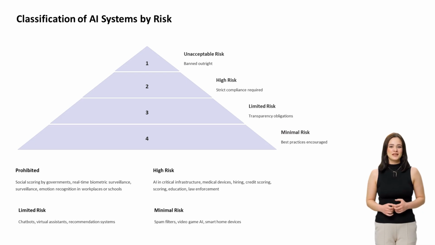The cornerstone of the EU AI Act is its risk-based approach. This means the level of regulatory scrutiny directly corresponds to the potential harm an AI system could cause. The Act classifies AI systems into four distinct categories. First, unacceptable risk.